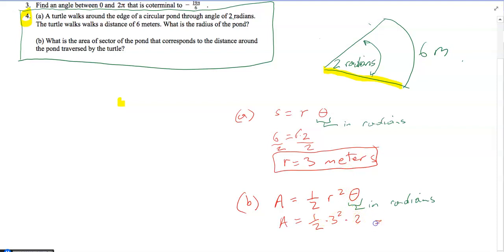So just multiply these out. The 2's undo each other right here. 1/2 times 2 is 1. Then 3 squared, so your answer will be 9. This is in meters squared. Okay, so that's your answer.